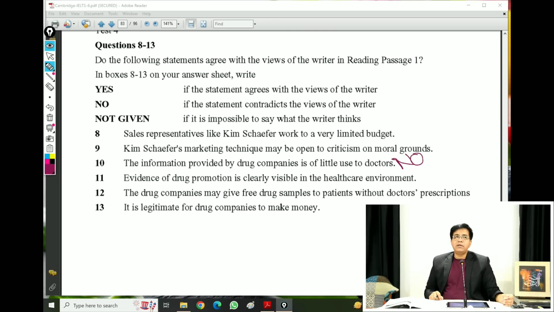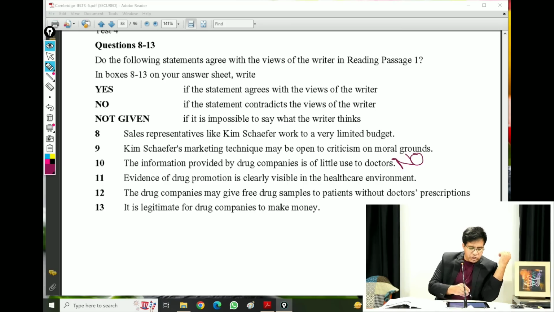All good? Yeah? And again, I'm telling you, those who are not understanding, please underline the sentence and then write the question number over there. When you go back home, you can read the question, you can read that sentence and see why that is the right answer. Okay? This is the way to do it.